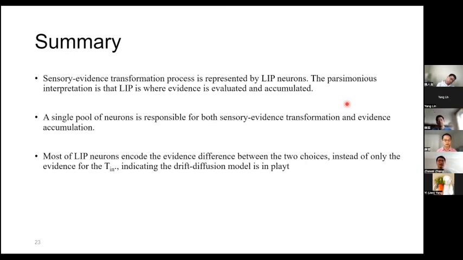And I think there was only one single pool of neurons responsible for both evaluating the evidence and accumulating the evidence. And moreover, most LIP neurons encode the evidence difference between two choices. This evidence supports the drift diffusion model and not the race model.